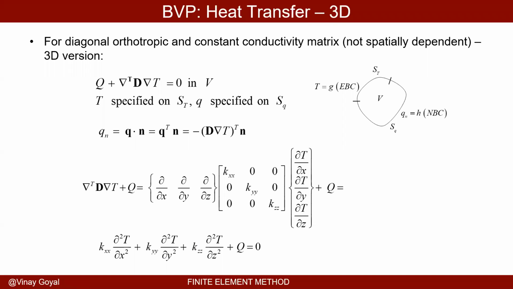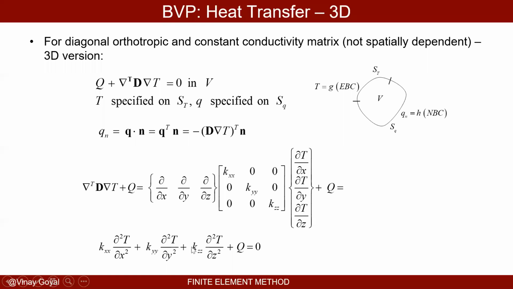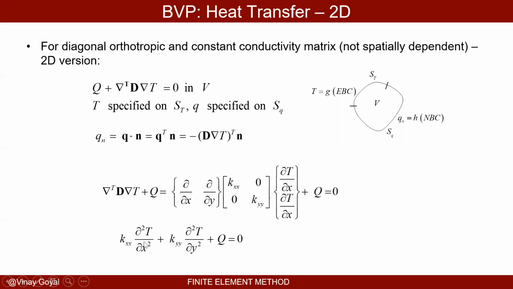In 2D, the version from 3D becomes quite simple in general. Now, instead of a volume, you have a 2D surface with a bounding contour line. And the equation is going to turn out to be the same as the one in 3D without the third direction. You can see that here. And this again is for orthotropic and constant conductivity, meaning that the Ks are not spatially dependent. They're constant over space, but they can have a degree of orthotropic behavior.